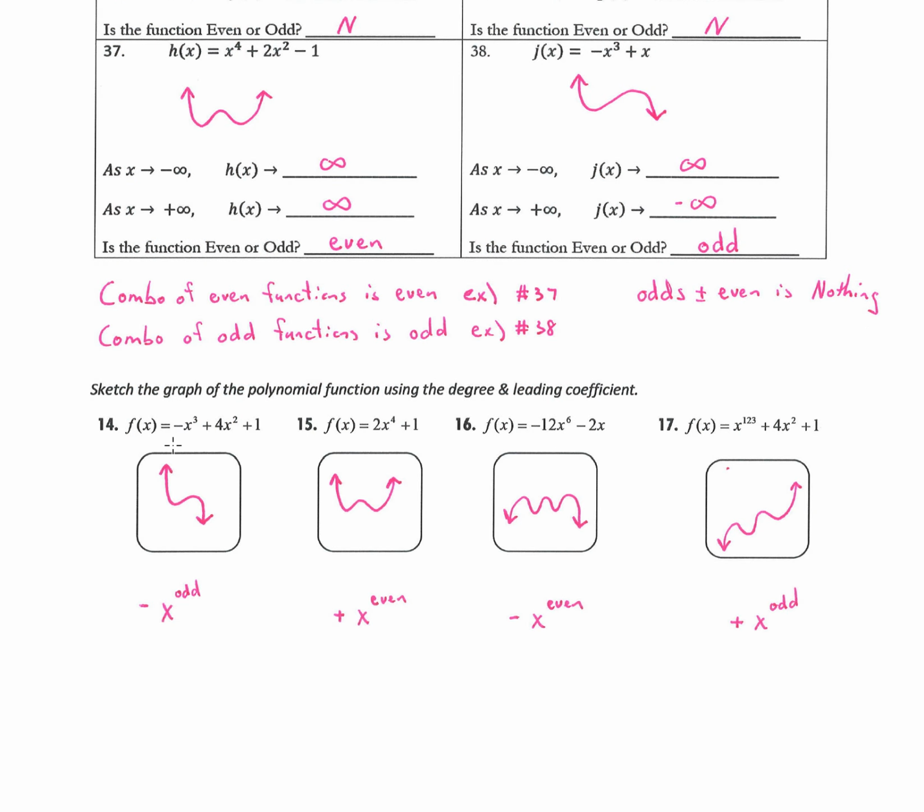Okay, sketch the graph. Again, this is a negative cubic, positive x to the fourth. A negative x to the sixth looks something like this, and then a positive x to the 123rd, meaning it's odd, looks something like this. The number and size of the humps sometimes relates to the actual function, but you're not positive of that because you don't always have all the humps that you possibly could have. But you do know the end behavior, and you know the general shape of what it will look like.